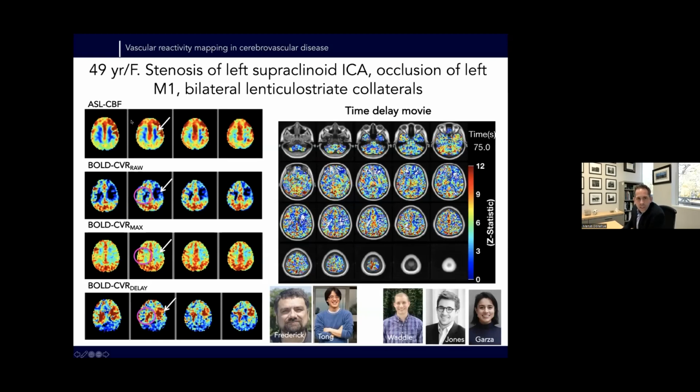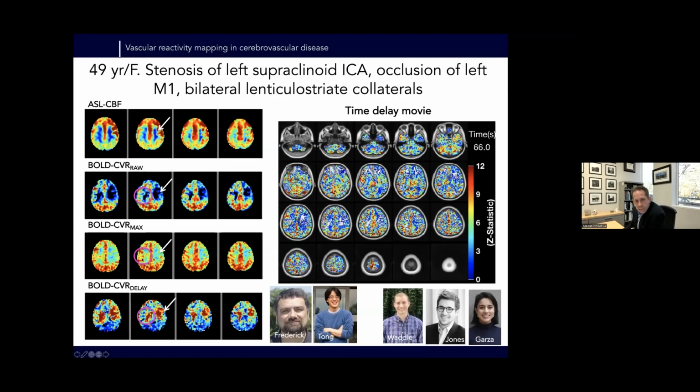Well, if you look at a typical case, this is a patient here, a 49-year-old female with a left-sided stenosis of the internal carotid artery. It's going to be on this side. What you can see is that if you look at just a regular way a reactivity map might be calculated without this time regression, both hemispheres appear impaired. But then when you break it down into the maximum reactivity and the reactivity delays, you can see the reactivity delays are on both sides.